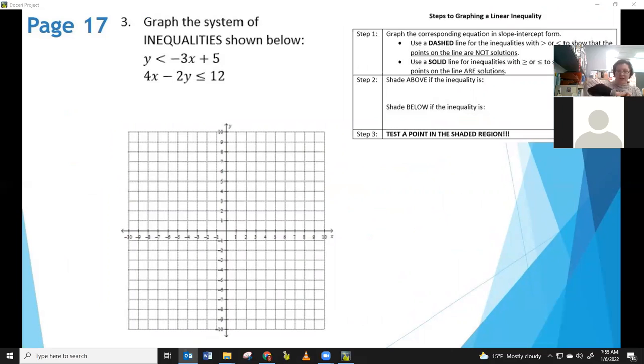When we graph an inequality, we're going to use a dashed line if it just has a greater than or a less than, to show that the points on the line are not actually solutions. We will use a solid line if it has the or equal to on it to show that the points are solutions.